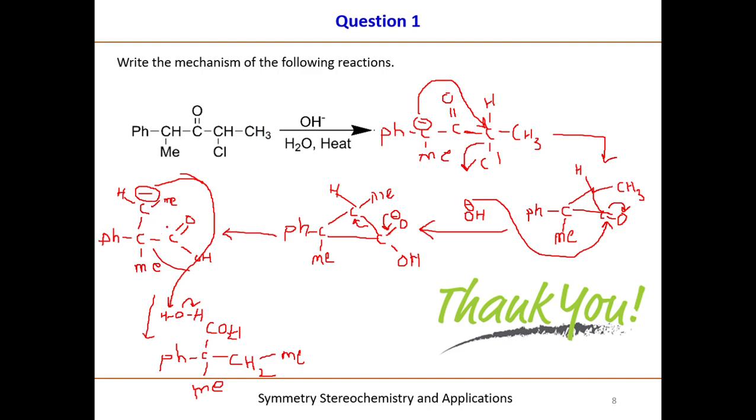Then in the last step, the abstraction of a proton will take place from water. So water will give the proton. This carbanion will abstract the proton from water to give the corresponding acid as a product. So this is the Favorsky rearrangement reaction.